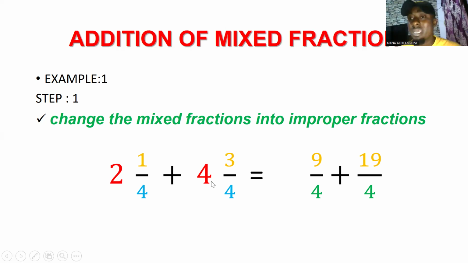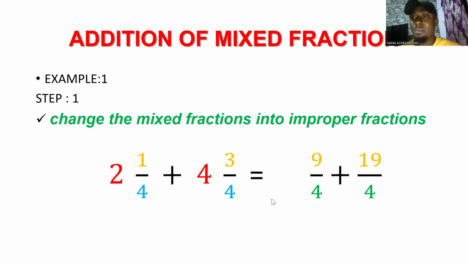Now let's look at the second mixed fraction. I have 4 whole number 3/4. So I'm to multiply the denominator, which is 4, by the whole number 4. So 4 times 4 will give me what? 16. Now I'm to add this 16 to the numerator, which is 3. So 4 times 4 giving me 16, plus the numerator 3, giving me 19. So I have 19/4. From here, we'll take a look at the second step.